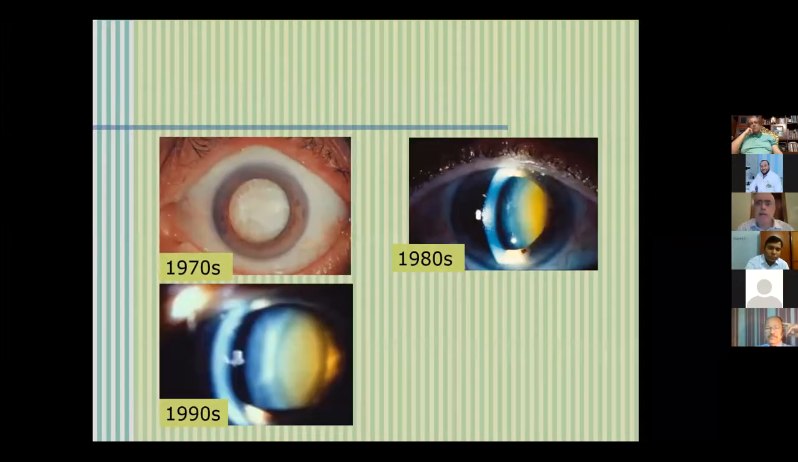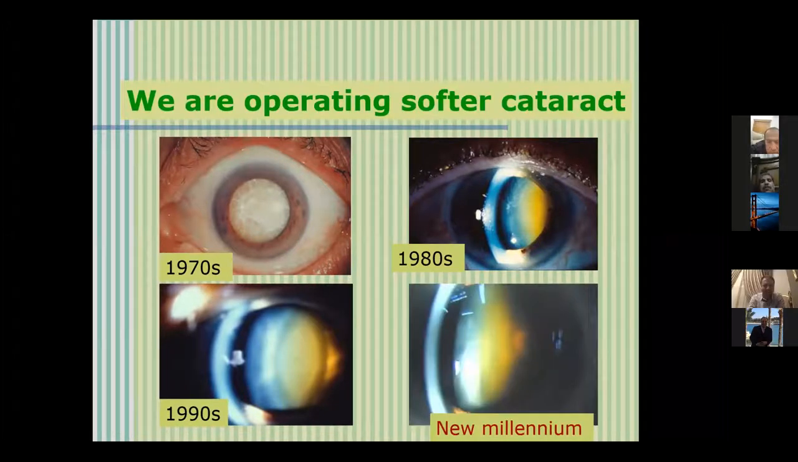And that's why we have to remind ourselves, in the 70s, we were operating on that kind of cataract. In the 80s, Brown and Nuclear 3. In the 90s, Nuclear 1 and Nuclear 2. And nowadays, we are actually operating on soft cataracts. That's why a new technique has to arrive to serve this kind of patient, because they are looking for better quality of vision, and they are already seeing very well.